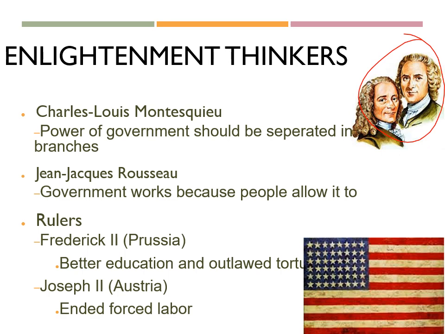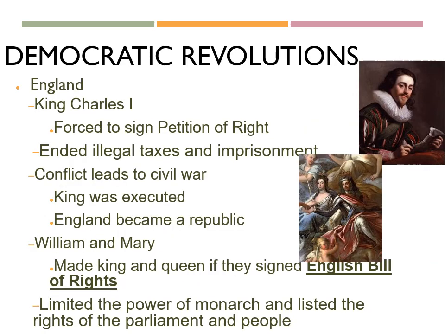There were also some rulers that were really Enlightenment thinkers and made positive changes. The ruler Frederick II of Prussia, which is now kind of Germany area, believed that we should have better education, so he built up his education system and got rid of torture, cruel and unusual punishment, like the US got rid of. Joseph II of Austria got rid of forced labor. He said we shouldn't have slavery no matter who the people are, whether we caught them in a war or not.